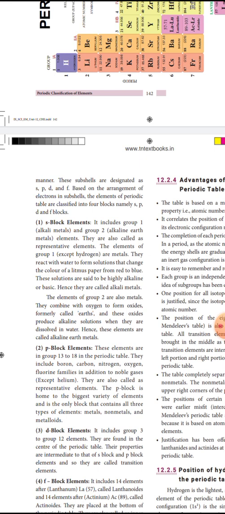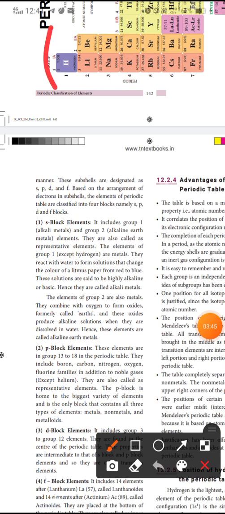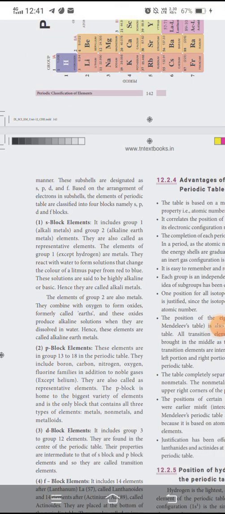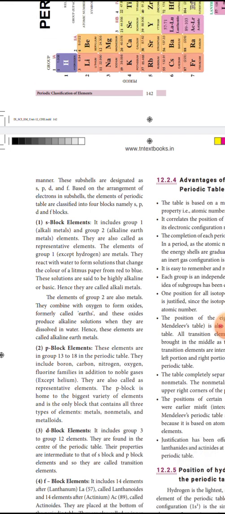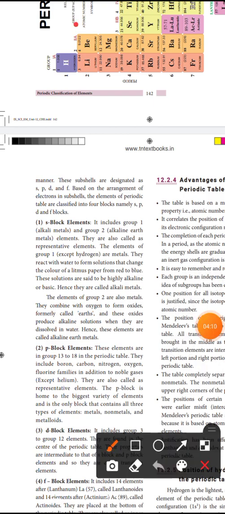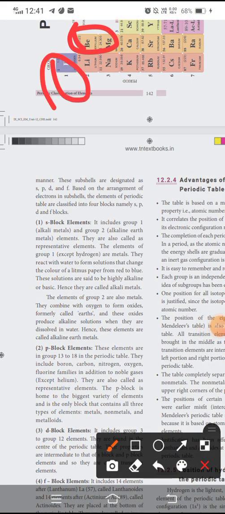The elements of group 2 are also metals. They combine with oxygen to form oxides, formerly called earths, and these oxides produce alkaline solutions when dissolved in water. Hence, these elements are called alkaline earth metals. So group 2 elements are alkaline earth metals and group 1 are alkali metals.